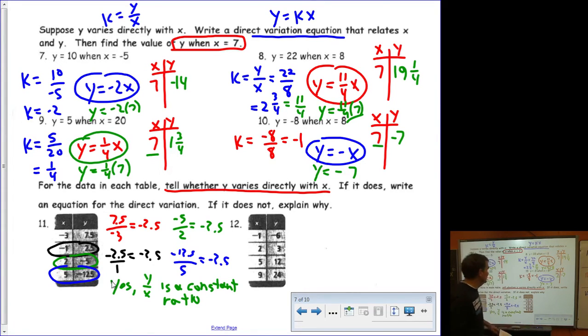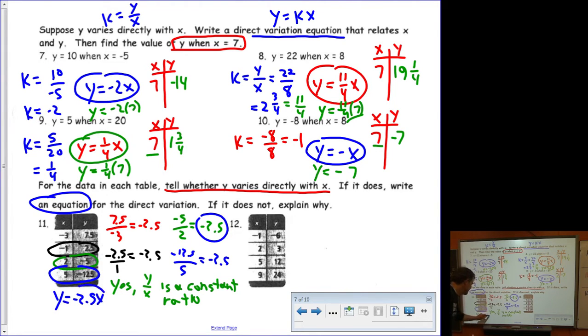And so now I'm supposed to write an equation for this table, and I've already found the k value. The k value is -2.5, so the equation would be y equals -2.5x. All the y values are equal to the x value times -2.5.